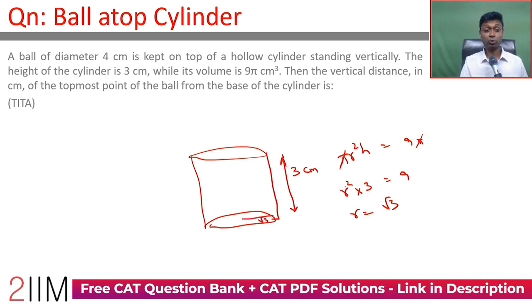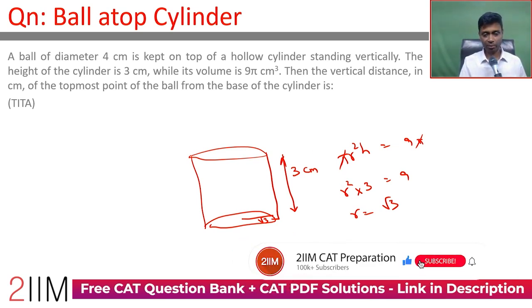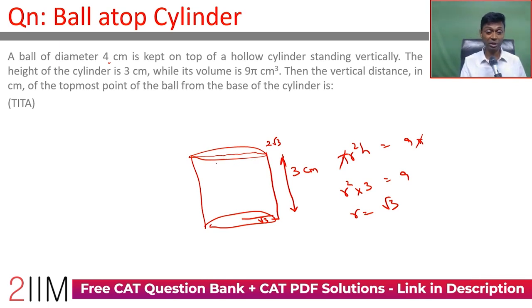A ball of diameter 4 centimeters is kept. Then the vertical distance in centimeters of the topmost point of the ball from the base of the cylinder. It's a wonderful question. So the diameter here is 2 root 3. So when you place a ball of diameter 4 centimeters, 2 root 3 is 3.4, so this ball is not going to go through this and fall in. It's not going to be held at its peak here, but it's going to be something like this, right, with the center being somewhere here.